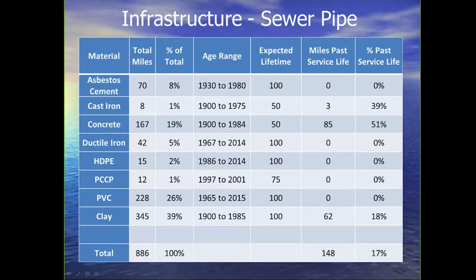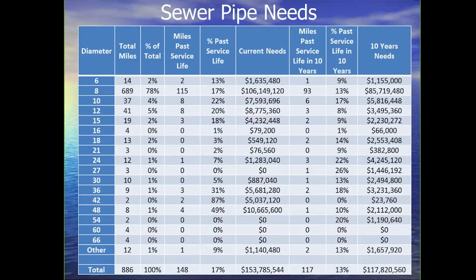And if you look at the material here, concrete, we have 85 miles of our concrete pipe beyond its service life, and 62 miles on the clay side. So a total of 148 miles. Now, that equates to quite a bit of needs, and that translates into dollars.